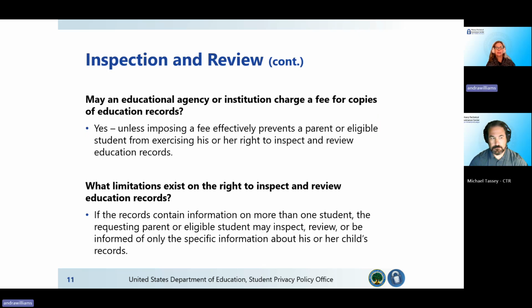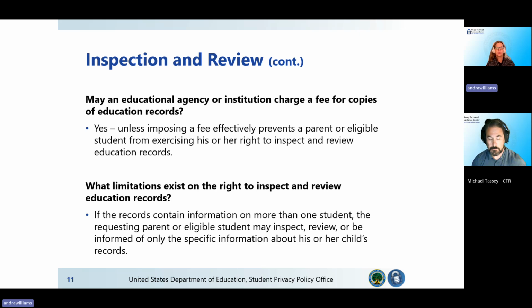So we often get asked if the school can charge a fee for copies. And the answer is yes, but let me beat that horse again. FERPA requires access, not copies. So yes, you may charge a fee for copies unless imposing the fee would effectively prevent the parent or eligible student from exercising the right to inspect and review education records.